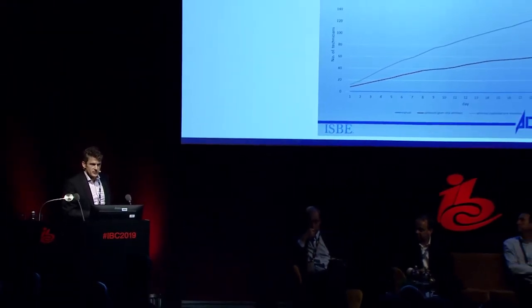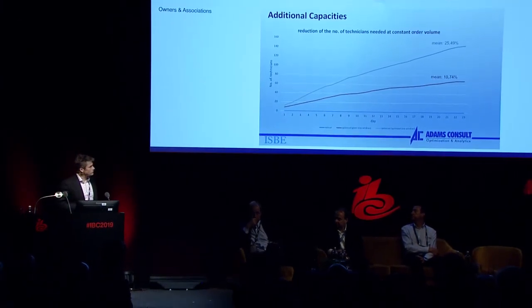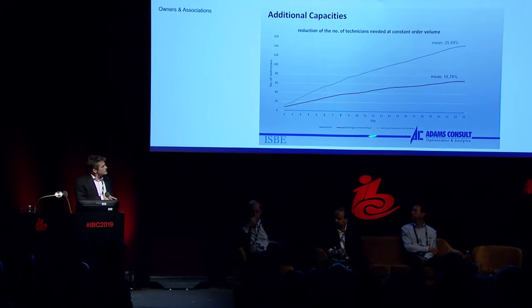Reduction of the number of technicians needed at constant order volume. If I have given time windows, I reduce by 11%. So basically, my techie is done in 89% of the time, if you used 100% of the time before I employed this. And with optimized time windows, I reduce it by 25%.